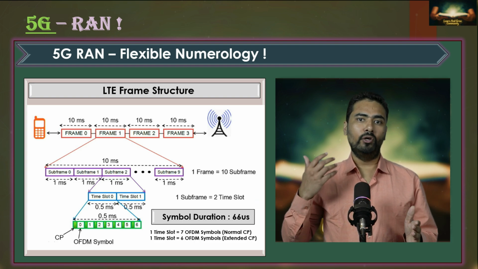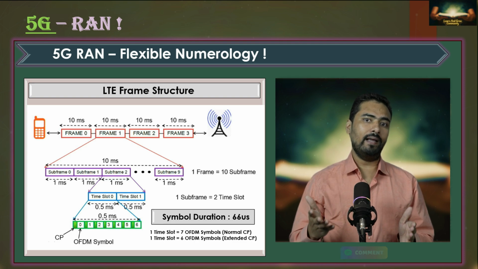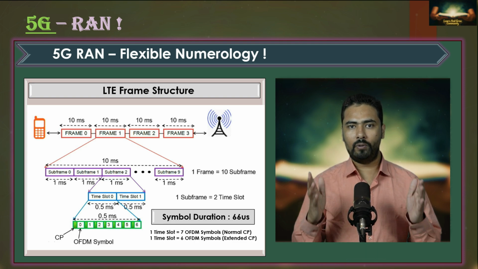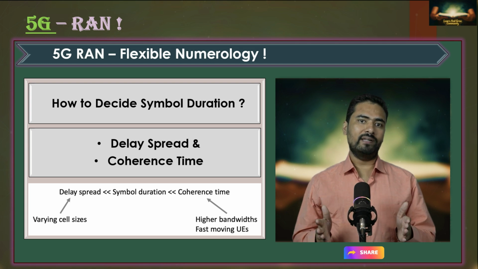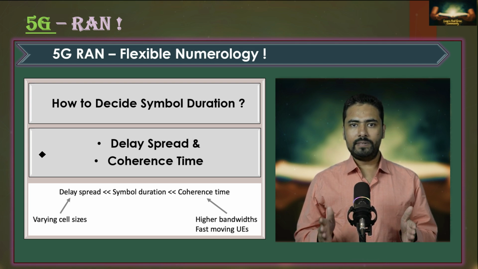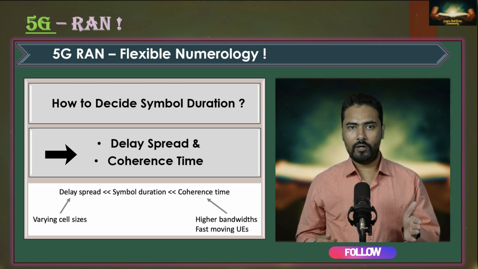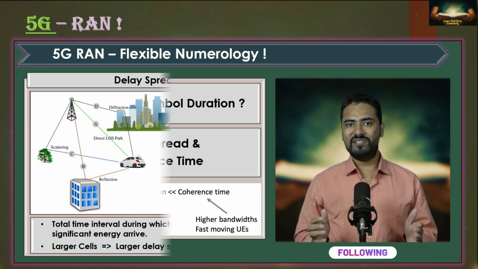Now, when designing a new air interface like 5G, it's important to carefully select an appropriate symbol duration to optimize the performance. But before that, let's understand two important concepts that affect symbol duration. These concepts are delay spread and coherence time. Both of them are important concepts in wireless communications.